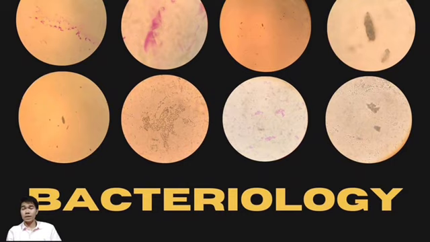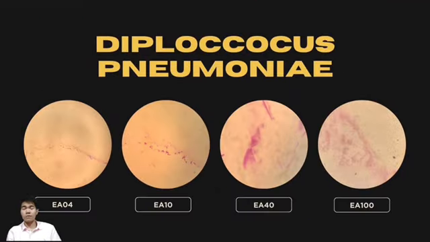On the 25th slide, we are talking about bacteriology, or the study of bacteria. The first one we have is the Diplococcus pneumoniae, the one that causes pneumonia in humans. It has spherical bacterial cells in pairs. That is why it is called Diplococci.